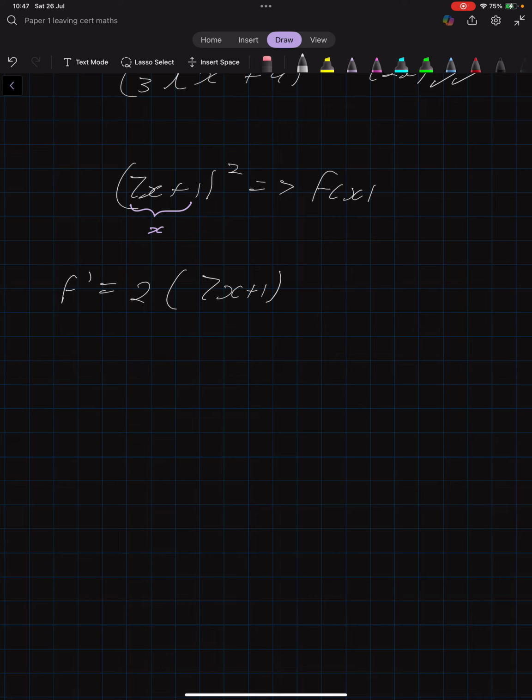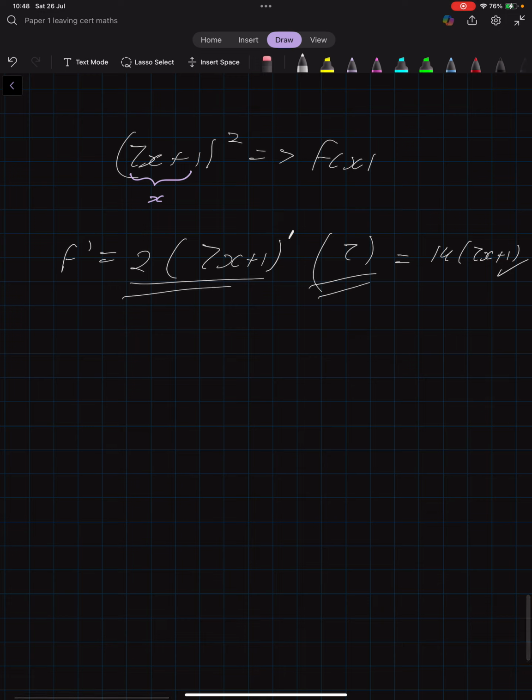So remember, if this thing was x, I would just differentiate it like normal. The 2 would come down because it's the power rule. I'd minus 1 off the power. I'd be left with 7x plus 1 to the power of 1. But now you multiply by the derivative of the thing you pretended was x. I pretended that 7x plus 1 was x, and therefore I need to differentiate that with respect to x, and I get 7. So it's simply 14 times 7x plus 1. And that's it, done. So you just pretend it's x, and then multiply by the derivative. That's the easiest way that I personally find of doing it.